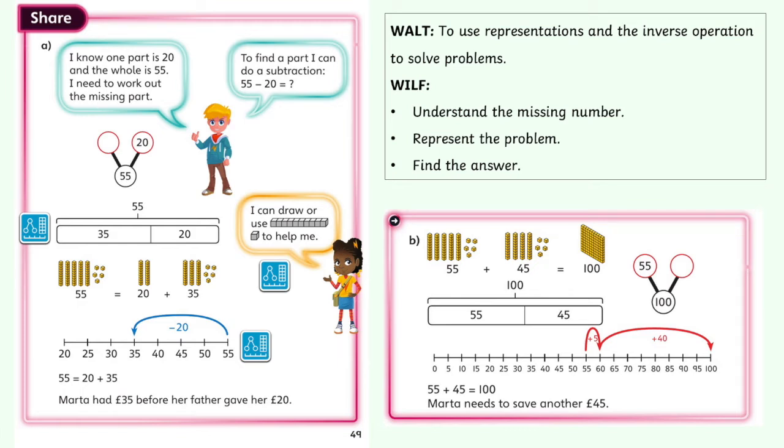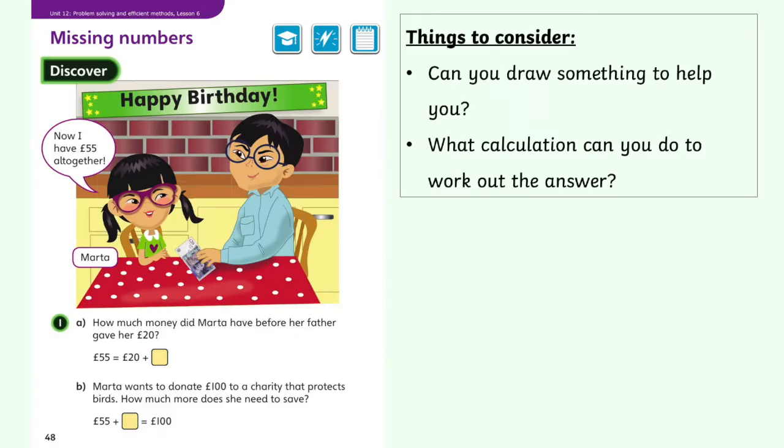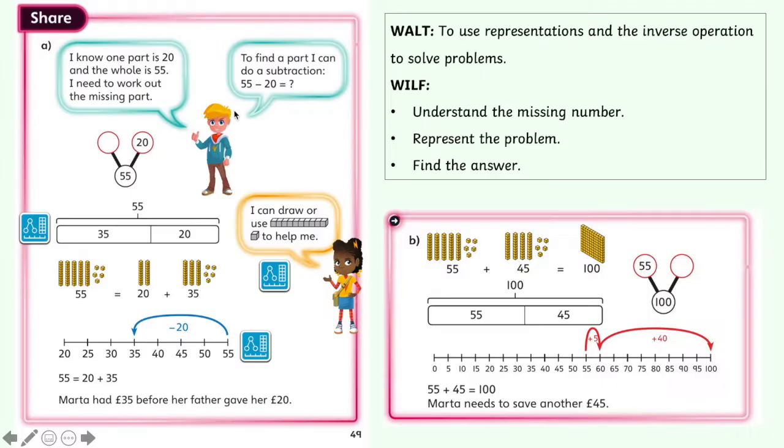And there's 3 steps we're going to be looking at today. We need to understand the missing number that we're looking for, and then we need to represent the problem with a drawing, and then we need to find the answer. Let's think back to that first question then. We were asked, how much money did Marta have before her father gave her £20? Let's have a look what Dexter's saying. He says, I know one part is 20, and the whole, that means the amount altogether, is 55. And I need to work out the missing part. To find a part, I can do a subtraction. 55 take away 20 equals my missing number.